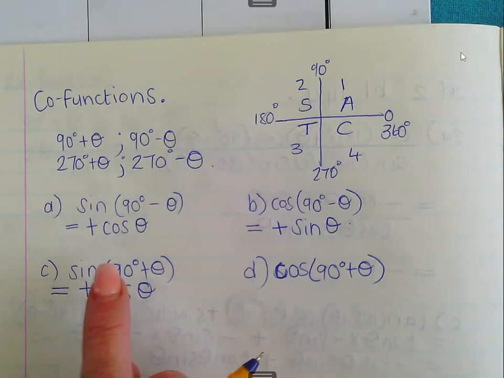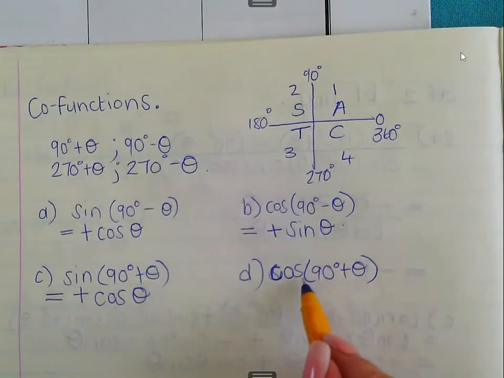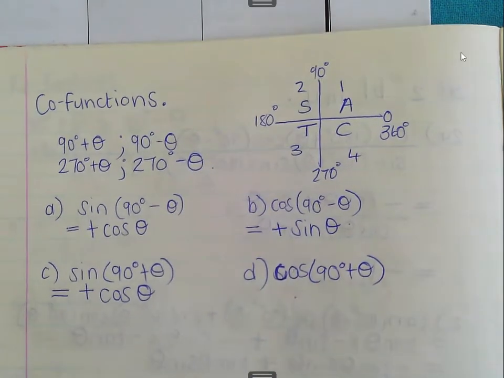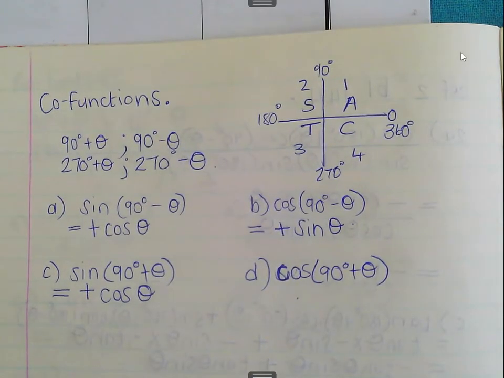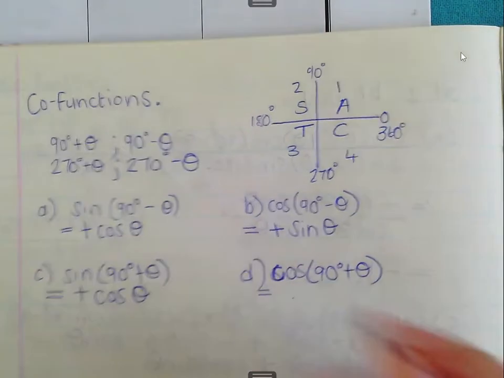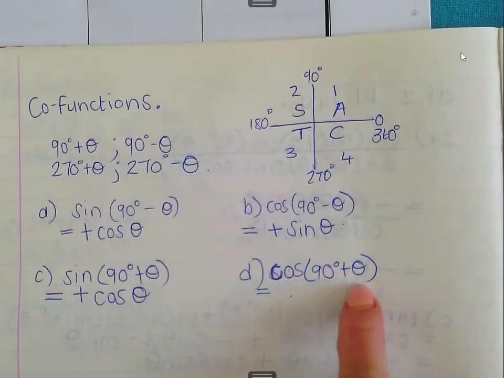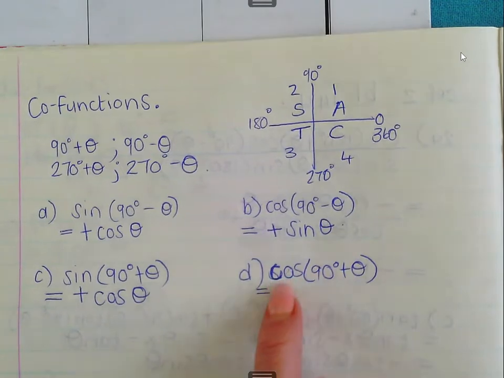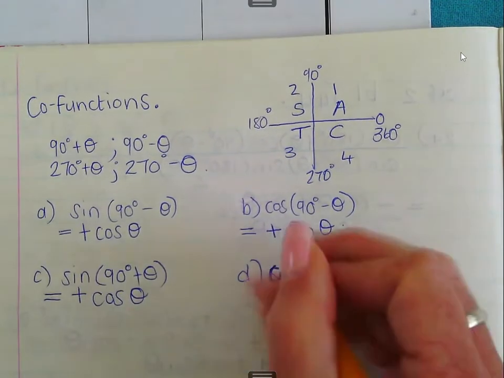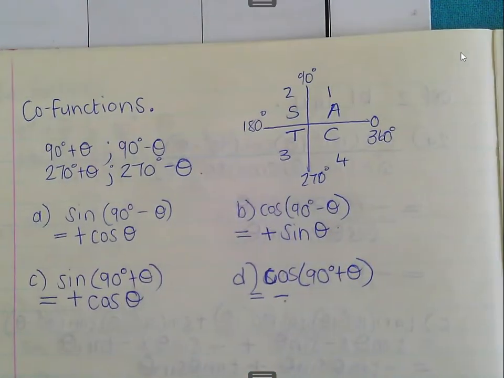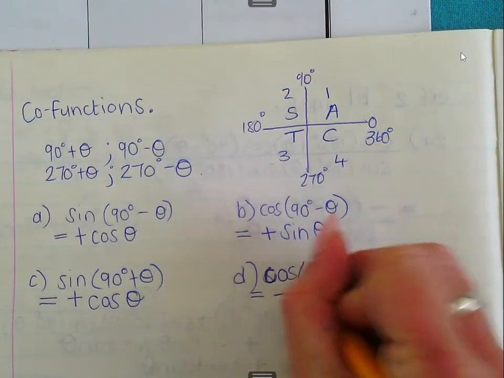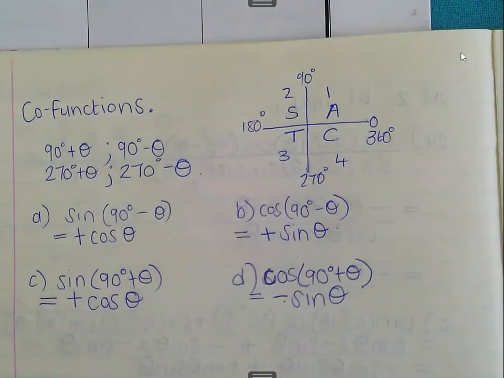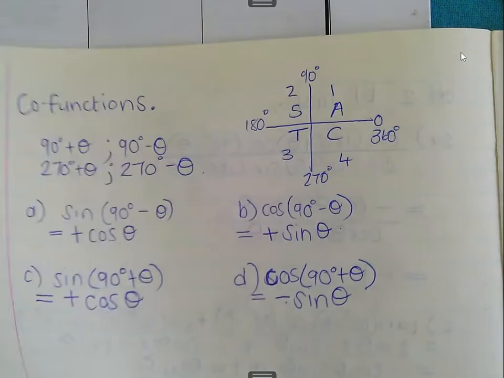Okay. So if I look at this one, you don't go and write cos, change the cos to sin and then do the sign. You go and look which quadrant am I in? Second. What is cos in the second? Negative. Now you change the cos to a sin theta. Do you understand?